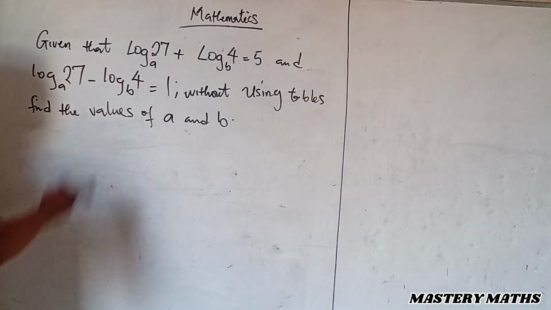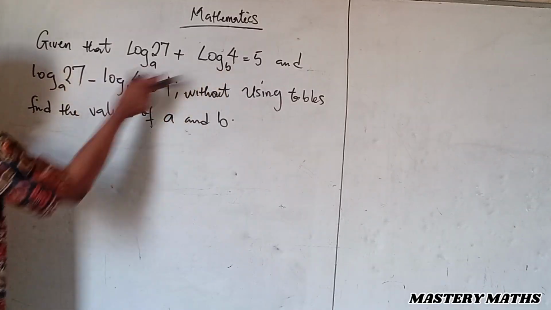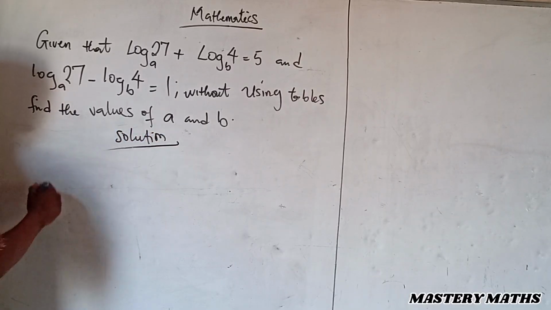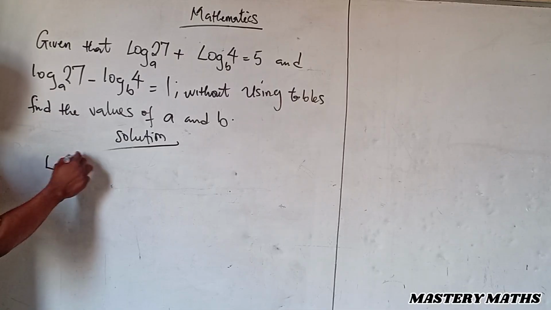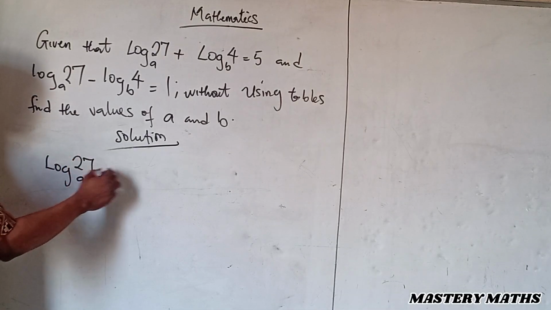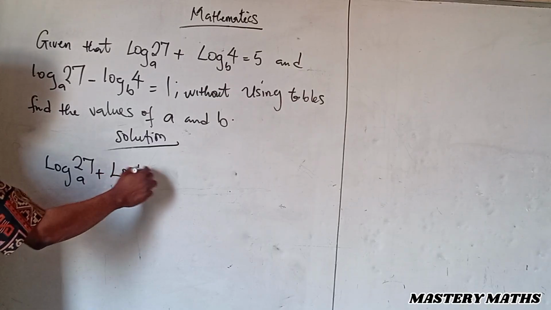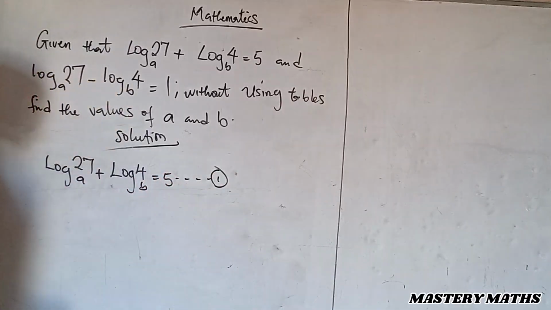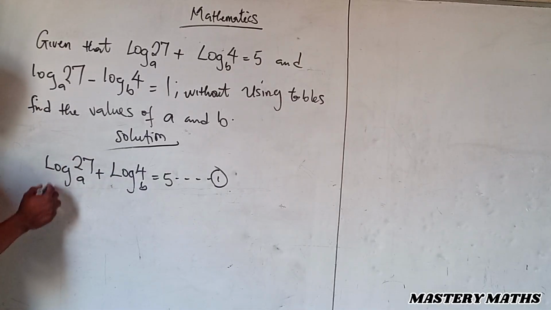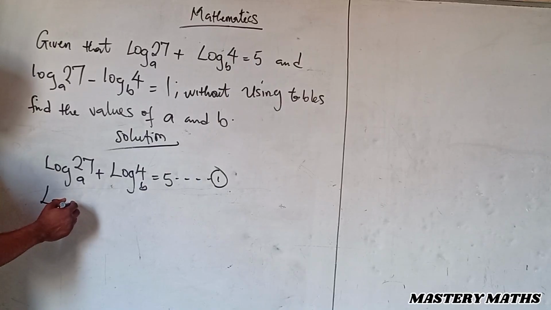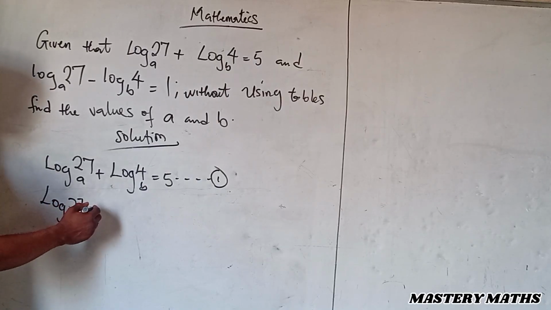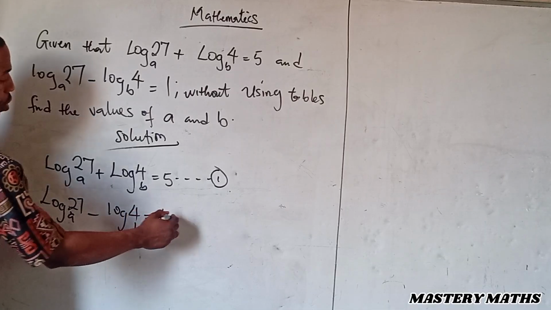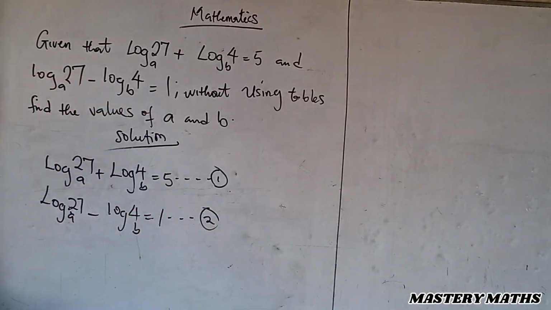First of all, I'll bring out the equations. This is equation 1, and this is equation 2. Solution: you have log 27 base A plus log 4 base B equals 5. I'll call this equation 1. Now you have the next one: log 27 base A minus log 4 base B equals 1, which gives us our equation 2.